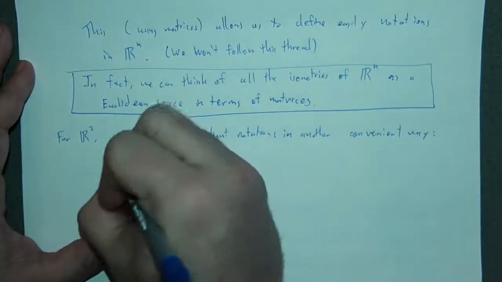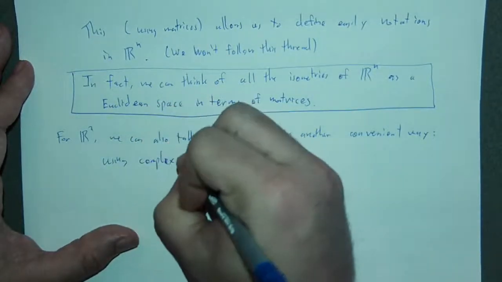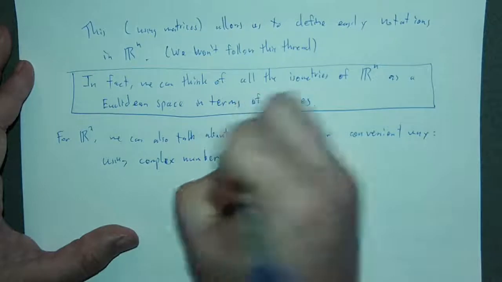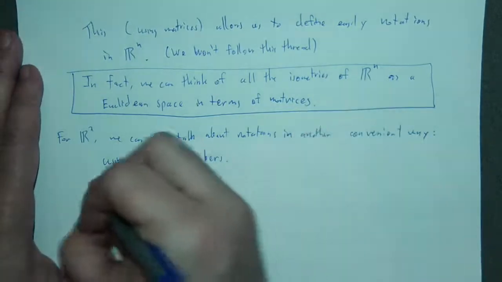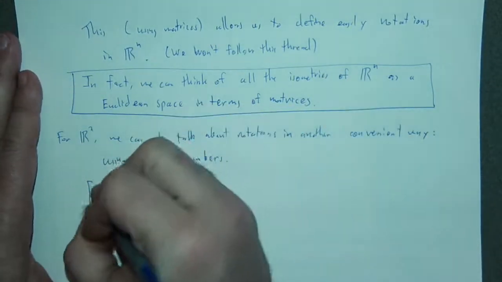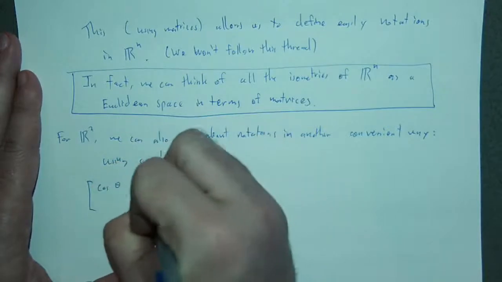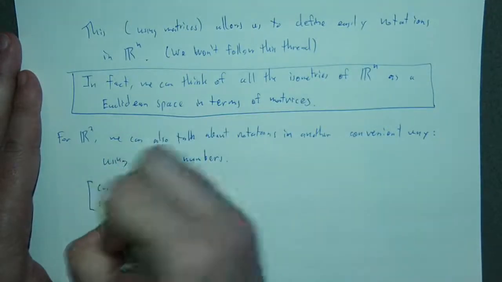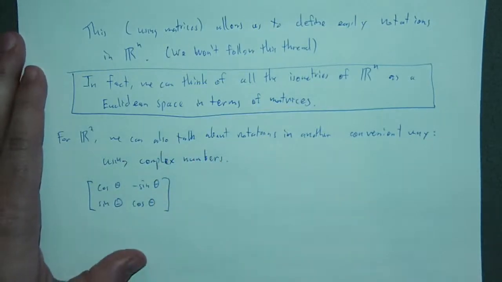And that is using complex numbers. Okay, so we can actually use complex numbers here. So let's say that we have a rotation described using the usual rotation matrix. Okay, so let's say that we have a rotation corresponding to multiplication by this matrix.